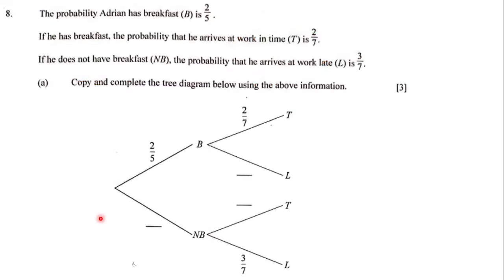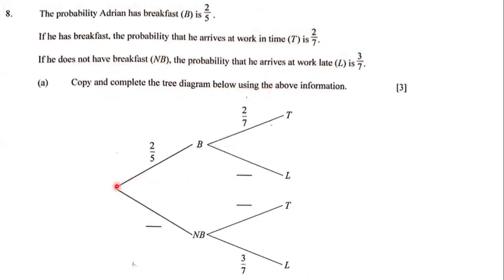Next, we have this probability question. It says that the probability Adrian has breakfast, we call that B, is 2 over 5. If he has breakfast, the probability that he arrives at work in time, T, is 2 over 7. If he does not have breakfast, the probability that he arrives at work late is 3 over 7. Copy and complete the tree diagram below using the above information.